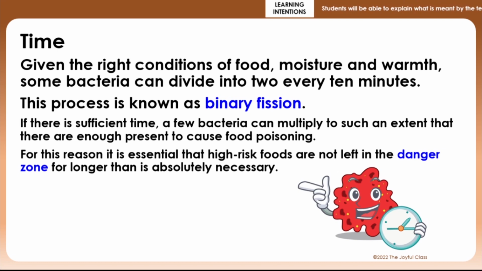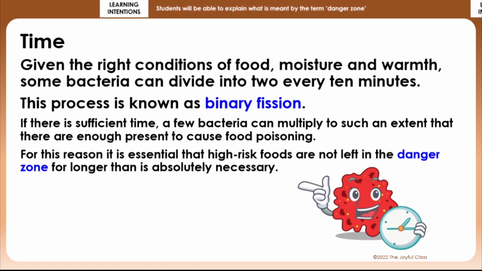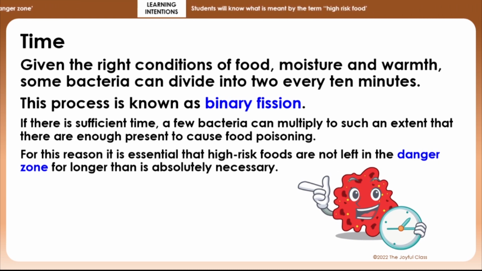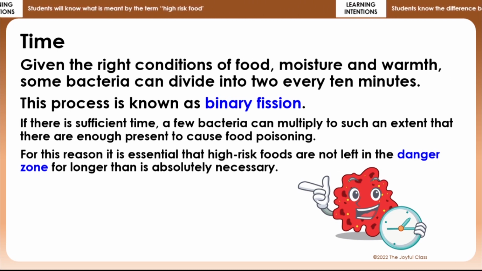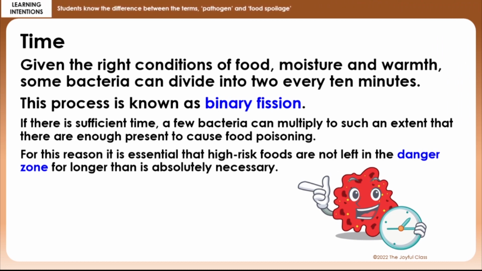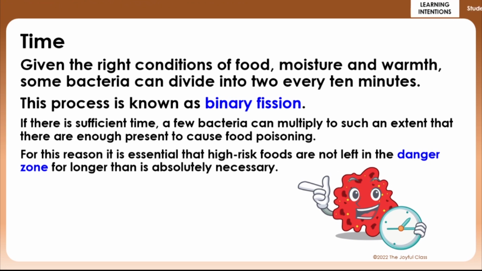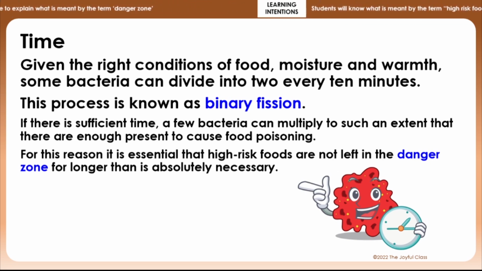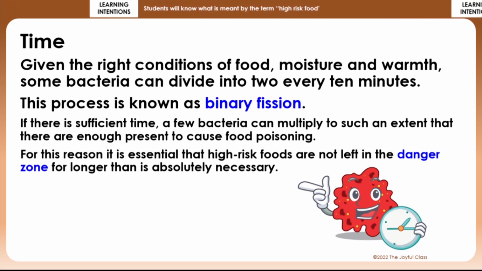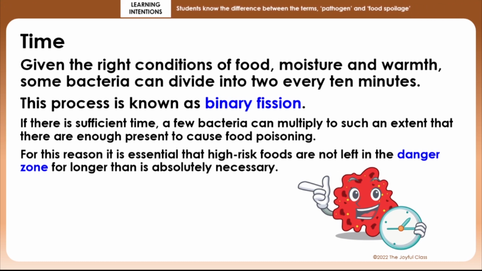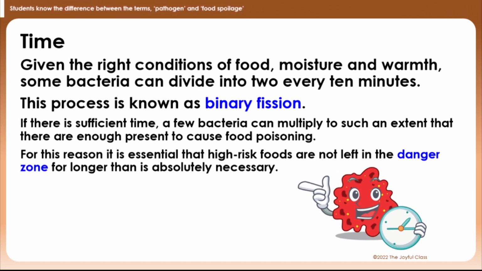Time. Given the right conditions of food, moisture and warmth, some bacteria can divide into two every 10 minutes. This process is known as binary fission. If there's sufficient time, a few bacteria can multiply to such an extent that there's enough present to cause food poisoning. For this reason, it's essential that high-risk foods are not left in the danger zone, that's the temperature range between 5 degrees centigrade and 63 degrees centigrade, for longer than is absolutely necessary.